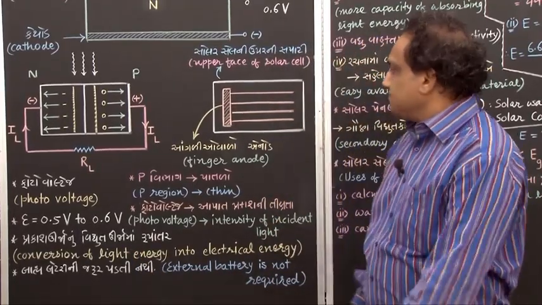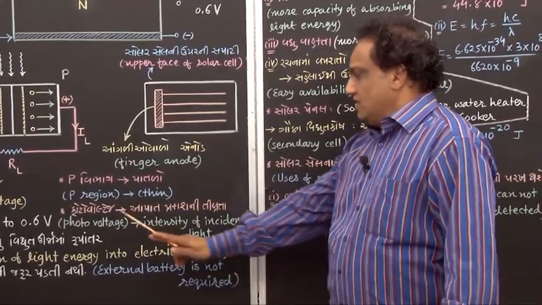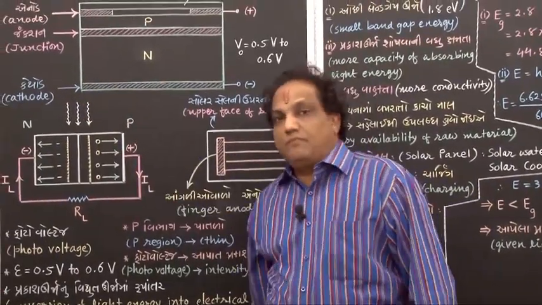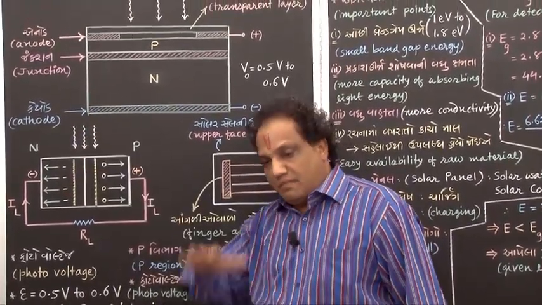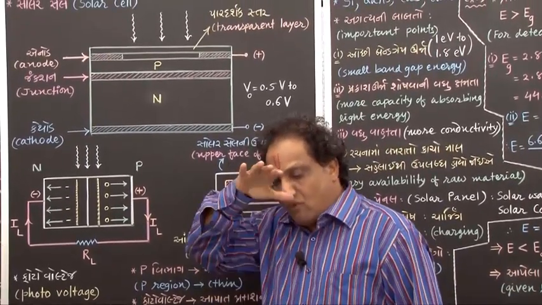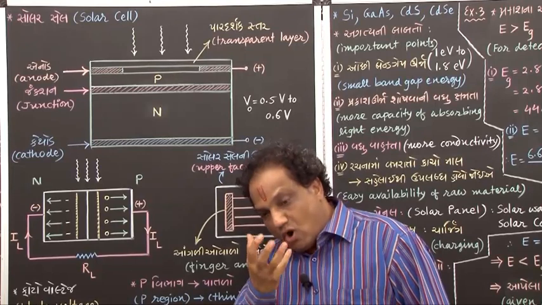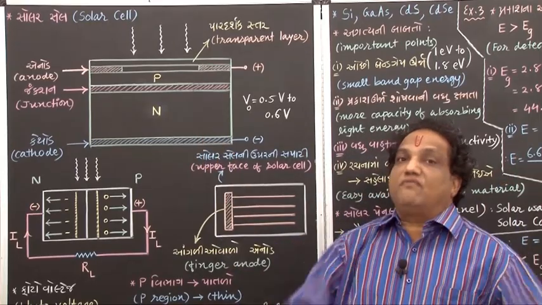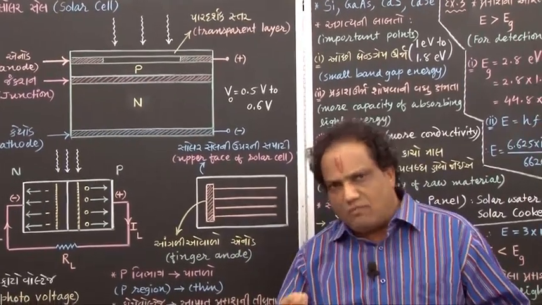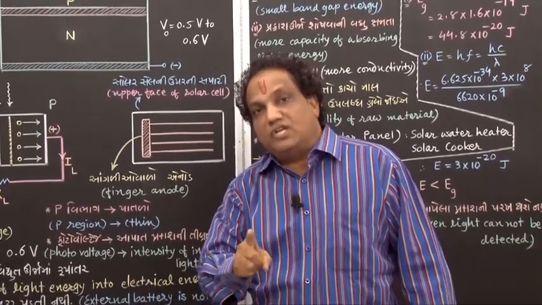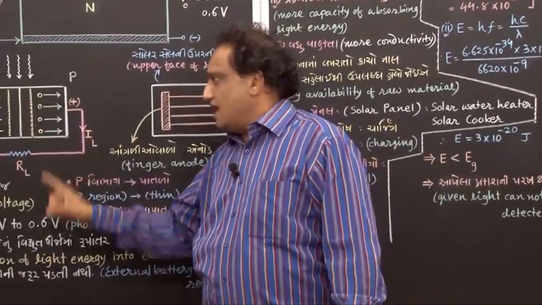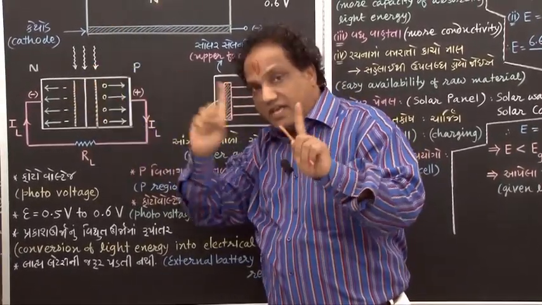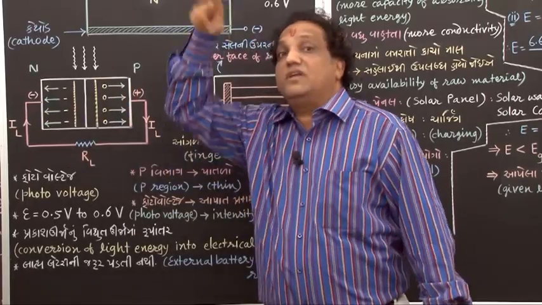Got it? Fine. Then here the value of photovoltage depends on the intensity of incident light, because if you increase this intensity, then more photons are made incident. If more photons are made incident, naturally more photons will be absorbed, releasing more free electrons and holes. If the number of charge carriers goes on increasing, naturally you will have more current, correct? And you will have more production of photovoltage. So as intensity of incident light increases, this photovoltage goes on increasing.